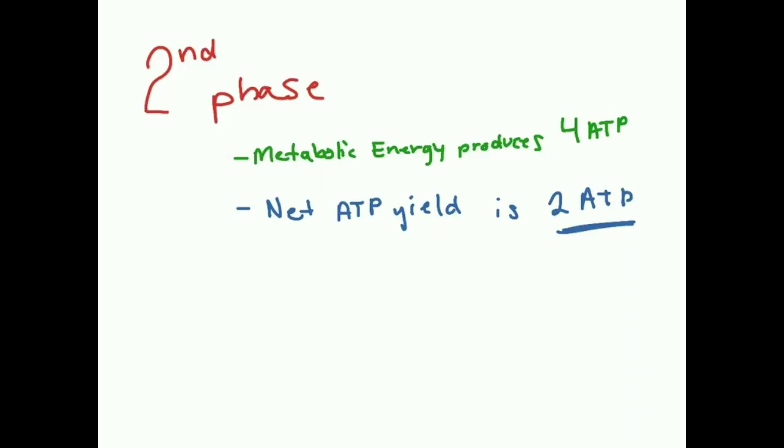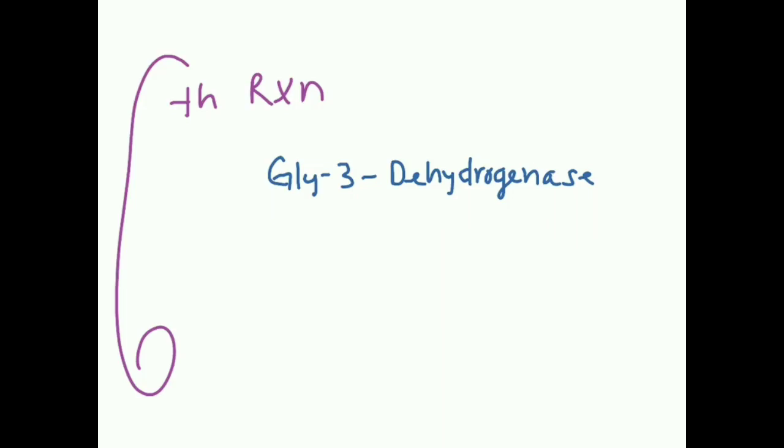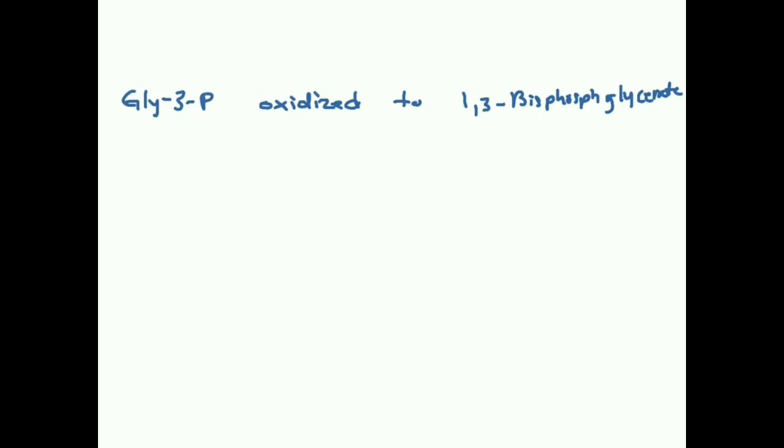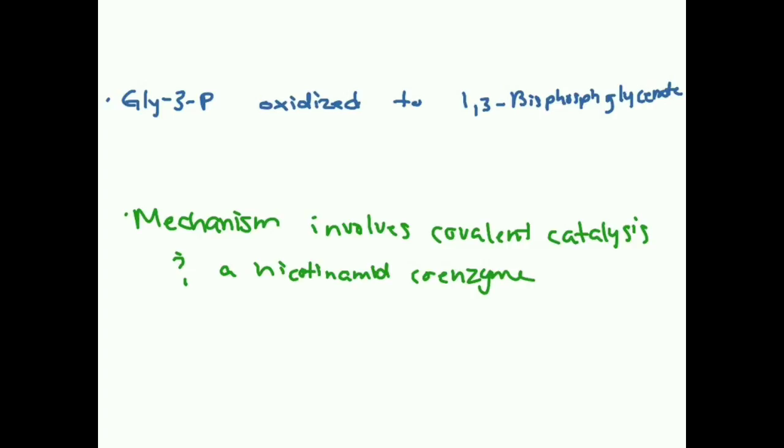The first reaction of the second phase and the sixth reaction overall is called the glyceraldehyde 3-phosphate dehydrogenase reaction. In this reaction, glyceraldehyde 3-phosphate is oxidized to yield 1,3-bisphosphoglycerate. The energy yield from converting an aldehyde to a carboxylic acid is used to make 1,3-bisphosphoglycerate and NADH. This reaction's mechanism involves a covalent catalysis and a nicotinamide coenzyme.